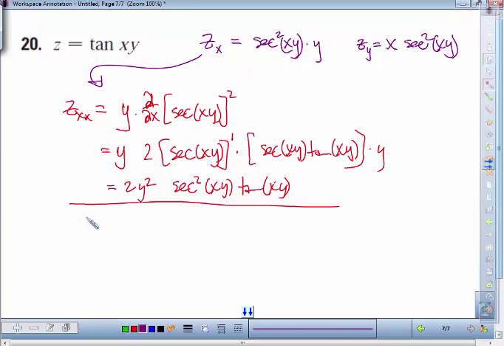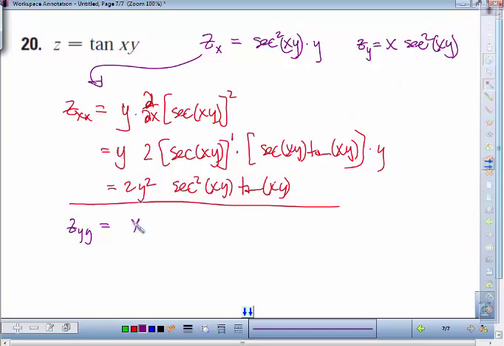What? Zyy? So now we're focused on this. Take the derivative of that with respect to y. It kind of looks the same, right? So let's go through it a little bit quicker. So x is a constant. I'm going to leave the x here by itself.